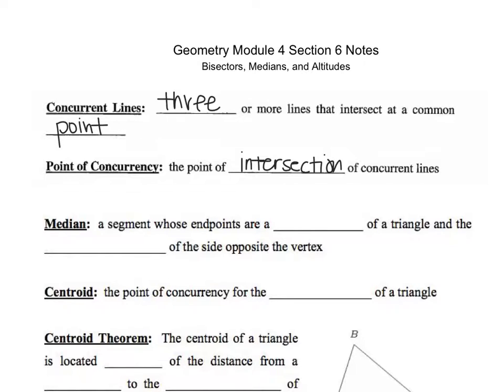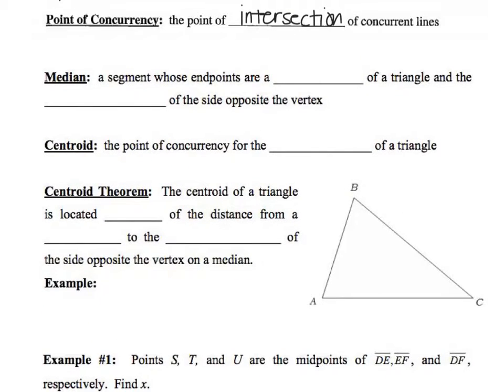about some definitions. So first, let's talk about a median, which is a segment whose endpoints are a vertex of a triangle and the midpoint of the opposite side of the vertex. Then we also have something called a centroid, which is the point of concurrency for the medians of a triangle. Basically, the centroid is where all of the medians of a triangle intersect.